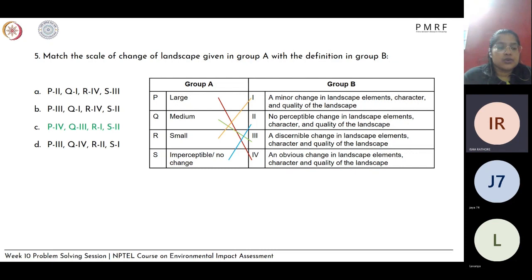A small scale of change has a minor change in landscape elements, character, and quality of the landscape. So R matches with 1. And imperceptible or no change has no perceptible change in landscape elements, character, and quality of the landscape. So S matches with 2. So the correct answer is C, that is P matches with 4.